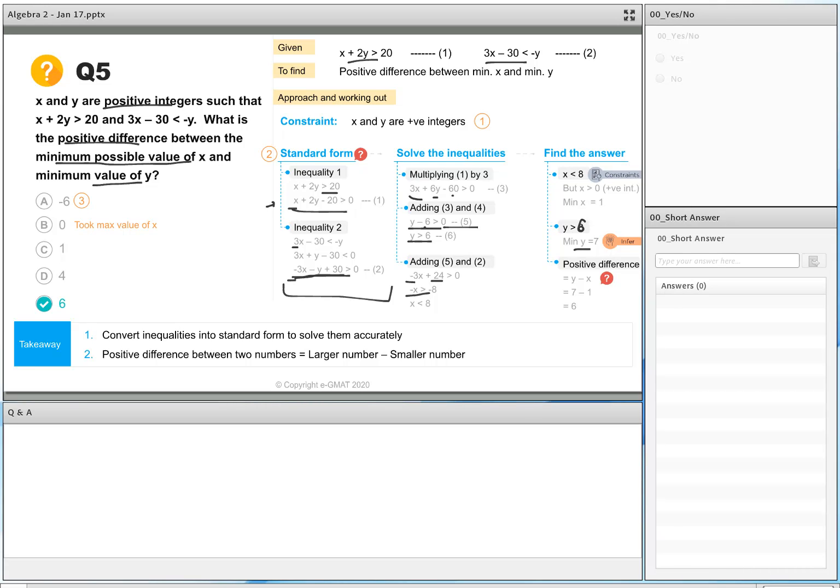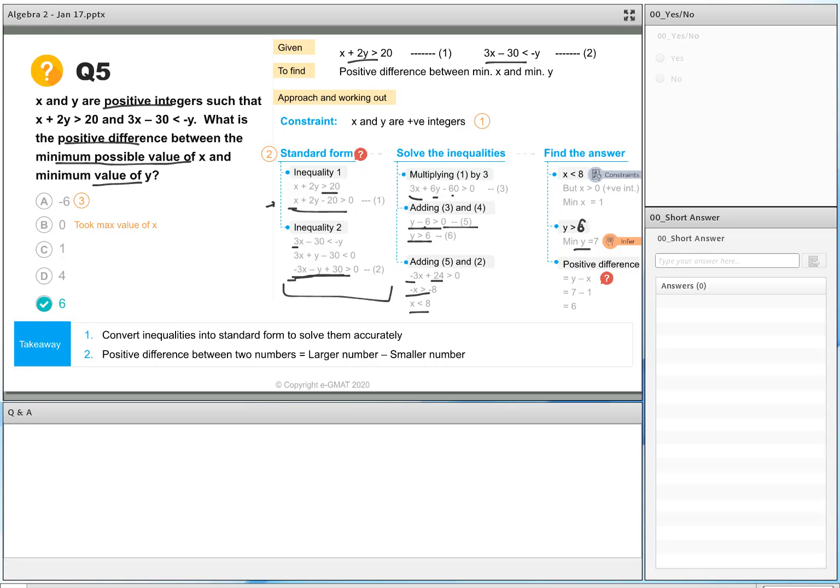We have it in minus x, so we need to convert this to a positive x. What do we do? We multiply it with minus 1. A very important thing over here, once we do that, we also would need to change the sign, right? So x would not be greater than 8, but would be less than 8.